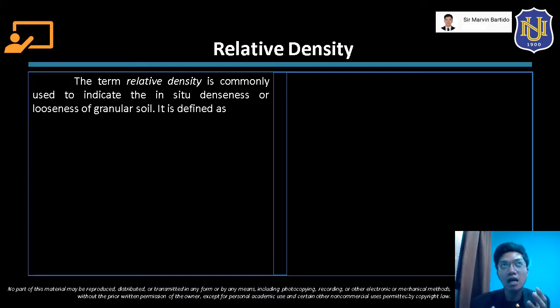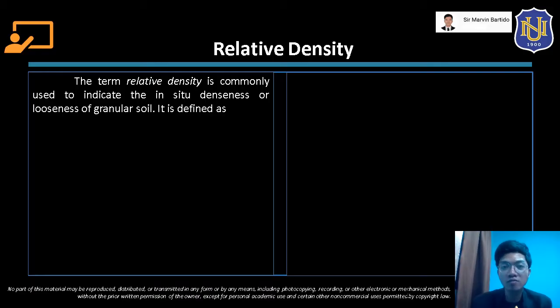So, class, kadalasan, sinosolve natin class yung relative density ng mga cohesionless soil. Okay, so ano ba yung mga cohesionless soil? So ito, class, yung gravel, yung sand. So yun class yung mga usual na type of soil na kinukuhanan natin ng relative density.